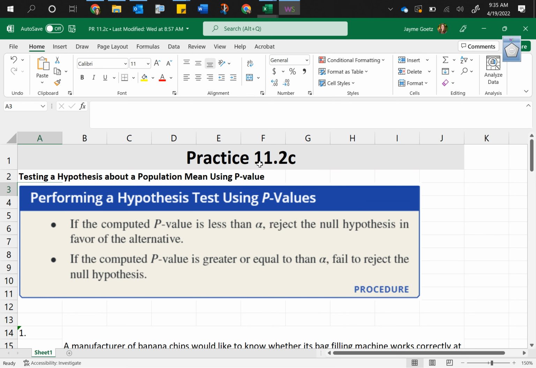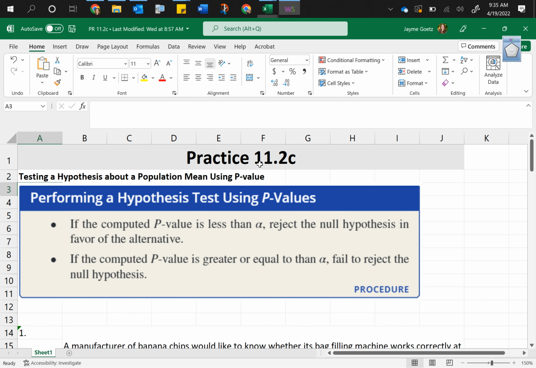Performing a hypothesis test. Today we're just going to focus on the p-values. What you learned last lesson is that when you perform a hypothesis test, you can either look at the critical values and your test statistic, or you can look at the p-value, and it will be the same every single time. But today we are going to have a specific emphasis on just looking at the p-values. If the computed p-value is less than alpha, reject the null, and if the computed p-value is greater than or equal to alpha, fail to reject the null.